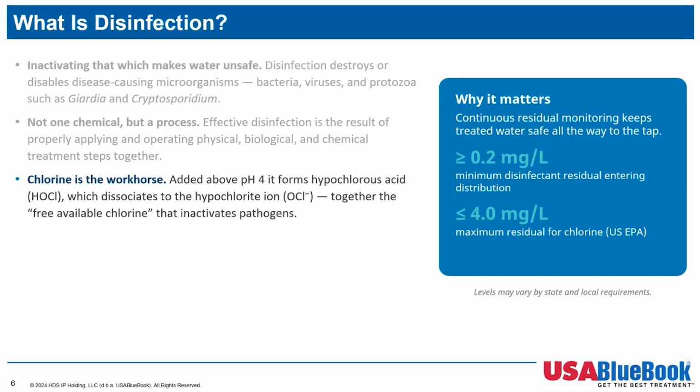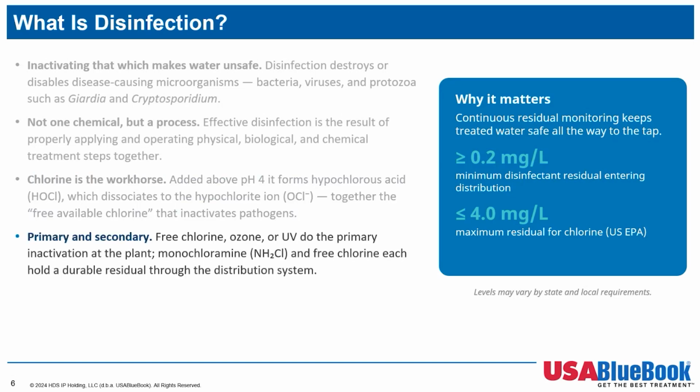Chlorine is the workhorse of that process. And the thing worth remembering is that it's really two species in a tug of war, hypochlorous acid and the hypochlorite ion. Hypochlorous acid is the one that does most of the work for us. Now, which decides that split? pH. Hold on to that. It comes back to us later today.